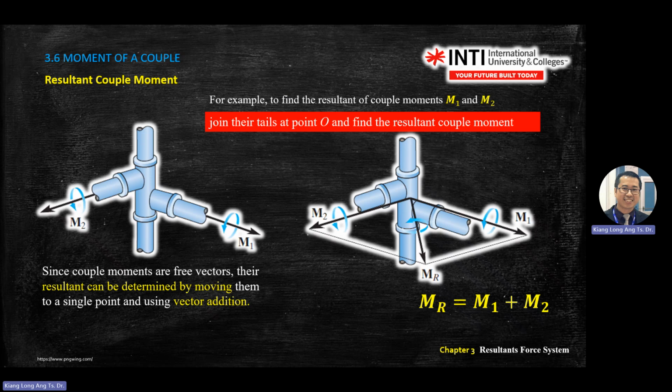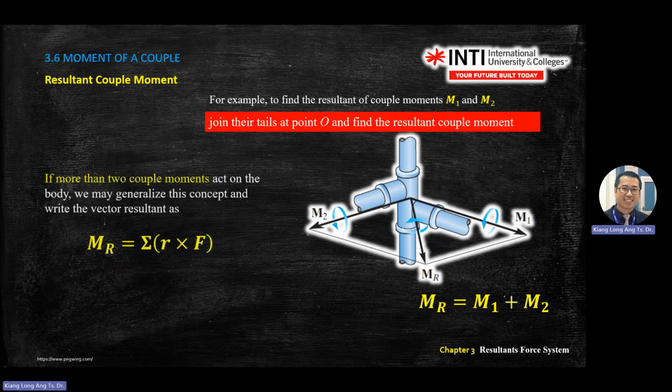Okay, so for couple moment, MR equals M1 plus M2. If you have more than 2, then you just add until you have all the moments together. If you have more than 2 moments, it is still the same. It means you have M1 plus M2 plus M3. How to get M1? You still get r cross F, by using the same matrix, ijk, r in the second row, F in the third row, same.